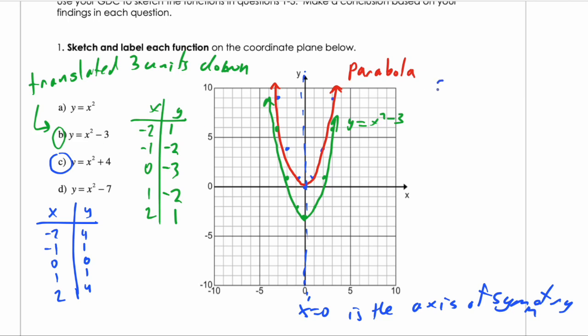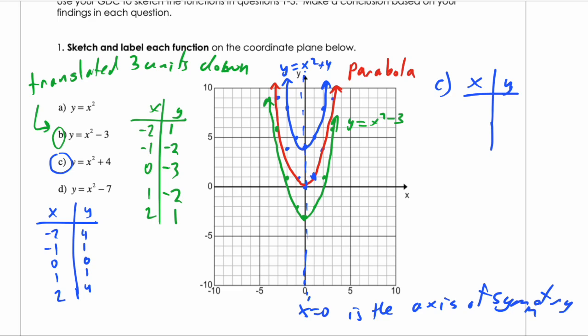For part C, we can just add 4 to our previous y values. You can fill out the table if you want to, but it's pretty easy to just go to this red parabola here and just add 4 right on the graph. 1, 2, 3, 4. So I'm just getting this y value of 1, and I'm going to go up 4, and we're here. And if we go up 4 from there, we are right here. So that's the graph of y equals x squared plus 4.